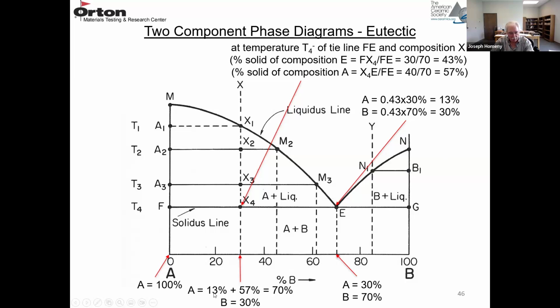So if you add 13 and 57 for A, you get 70% A, and B equals 30%. That's exactly where we started. A is 70% and B is 30%. So we have 70% of crystal A and 30% of crystal B.